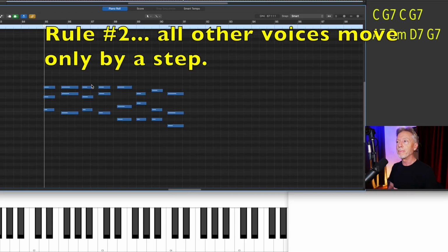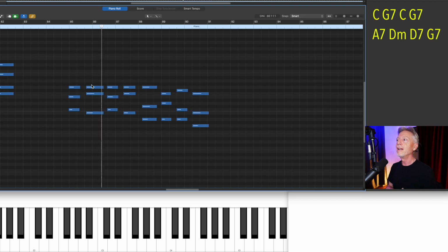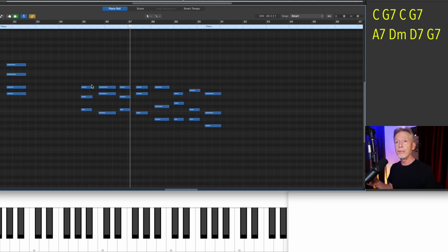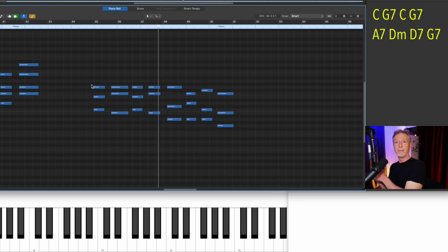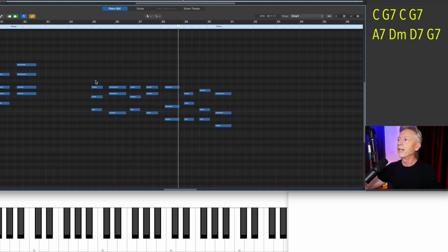Here you can see I've kept the G from the C to the G7 chord and back to the C and then to the G7. Now G7, everything could just go up to A7, but I want it to go down. And so here I broke the rule, and I broke it for a reason that is really very, very simple. I wanted that G to stay on top.